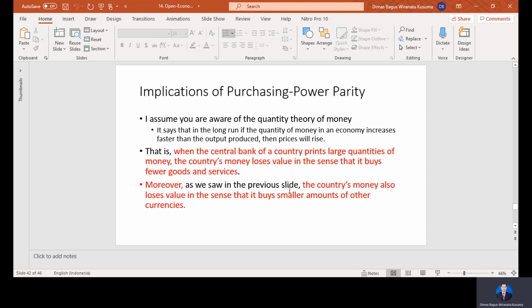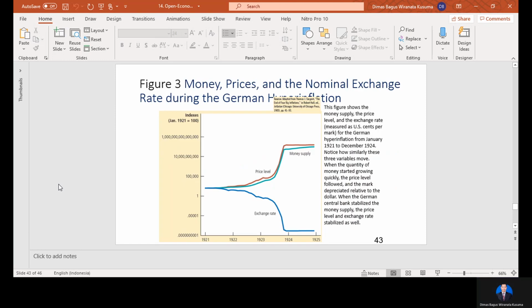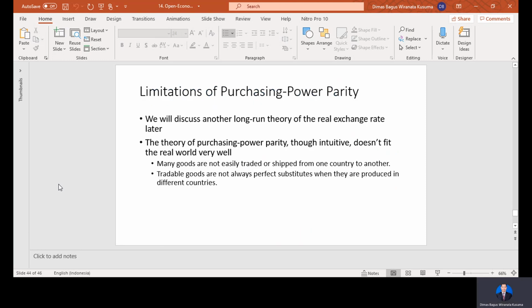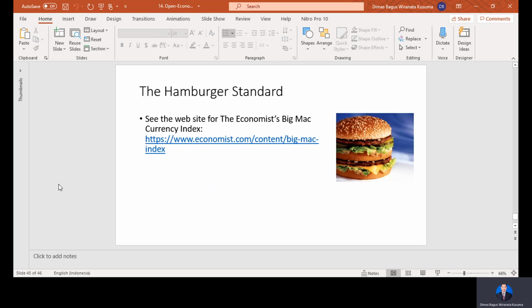Moreover, as we saw in the previous slide, the country's money also loses value in the sense that it buys a smaller amount of other currencies. So in the midst of inflation, you cannot buy more in other currencies, you will get less, for example. So here are the graphs and pictures, and the limitations here. We have to look at the real world very well. You can open here the hamburger standard.